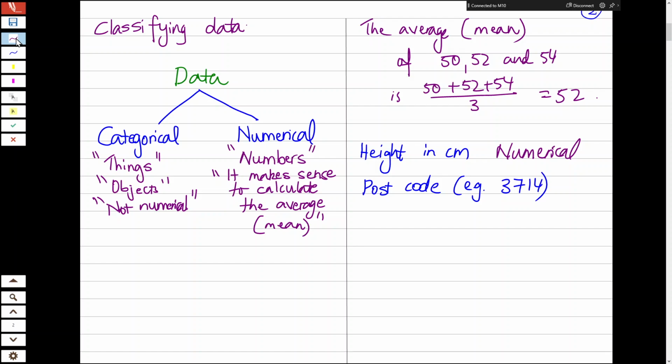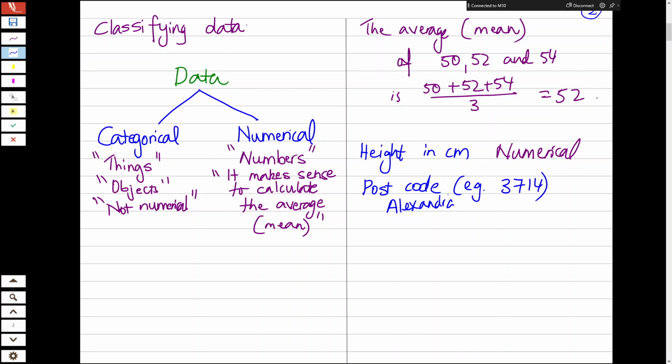Postcode. There's a number. Do you think it's numerical? No, I want to be categorical. Why do you think that, Jess? It's like a thing. I bet you it's categorical because it categorizes each. You're not trying to add them all together.